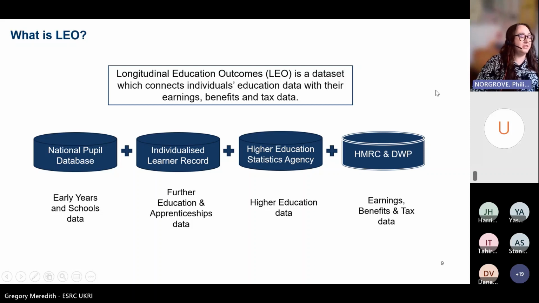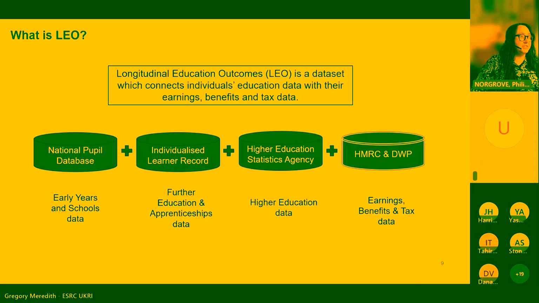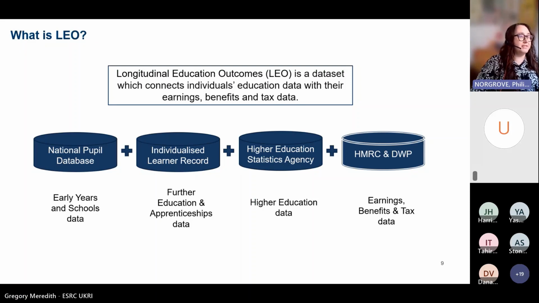Each of these are huge, highly complex and distinct from each other. And you can have researchers that spend a whole career focusing on just one of these. I think that's one of the really exciting things about LEO: it brings these all together in one place for analysis. So you can see information like characteristics such as ethnicity, gender, attainment, where someone studied, etc. And that's available from each of these education sources. And what brings this all together is the earnings, benefits, and tax data.